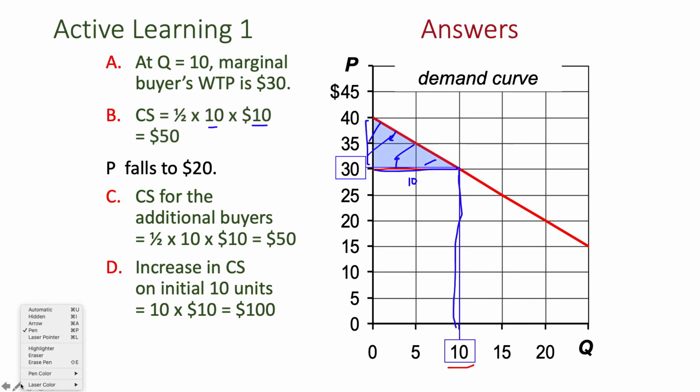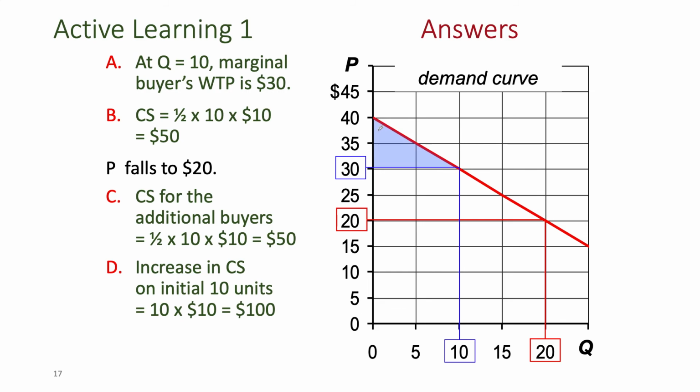Let me actually erase my pen out of it. Okay. So when the price is 30 bucks, the consumer surplus is the area of this triangle here. And the area of this triangle is 1/2 times the base times the height. And so that's a consumer surplus of 50 bucks.